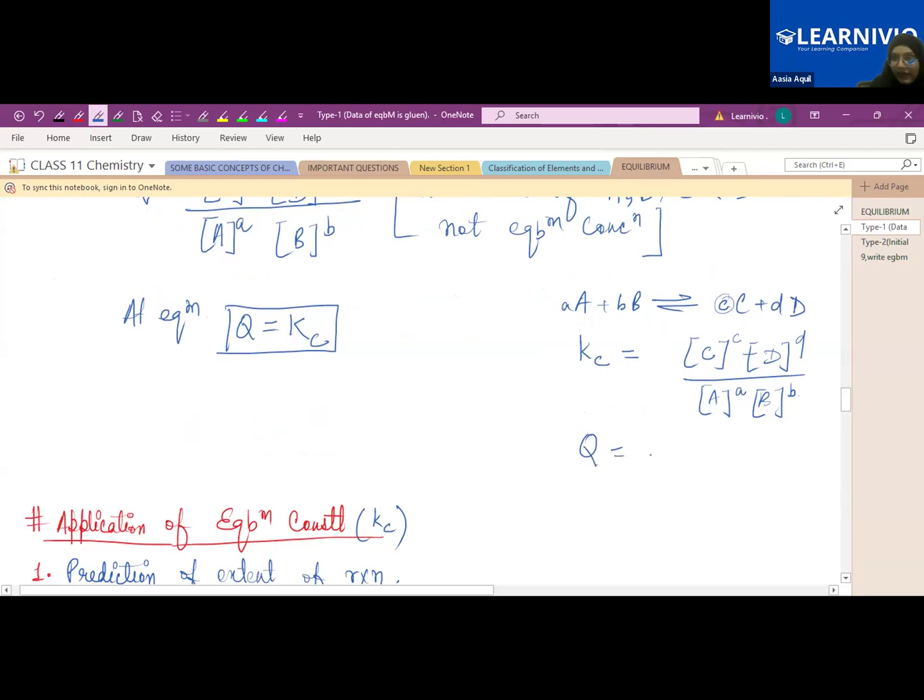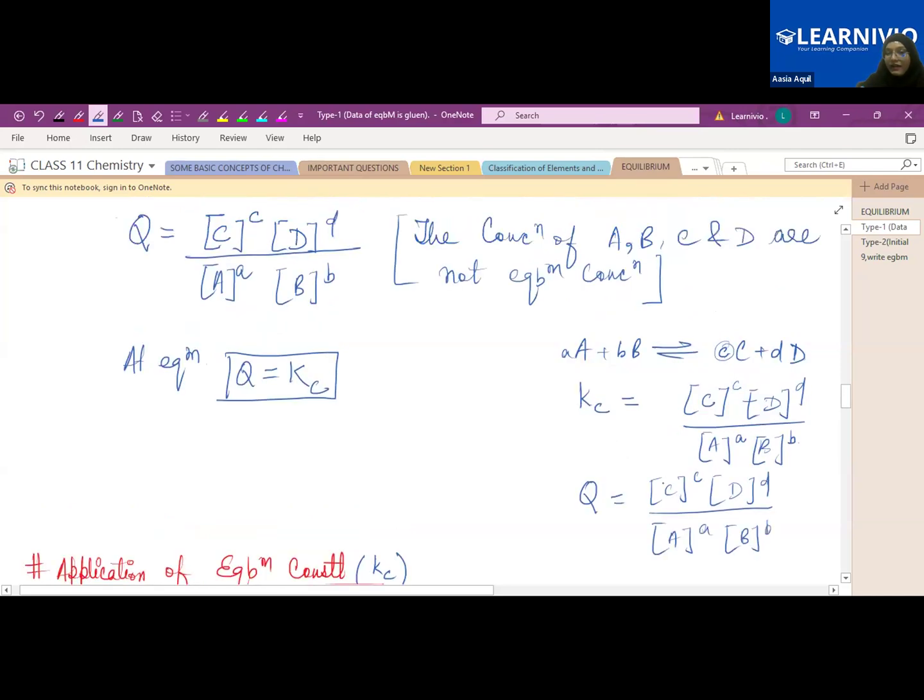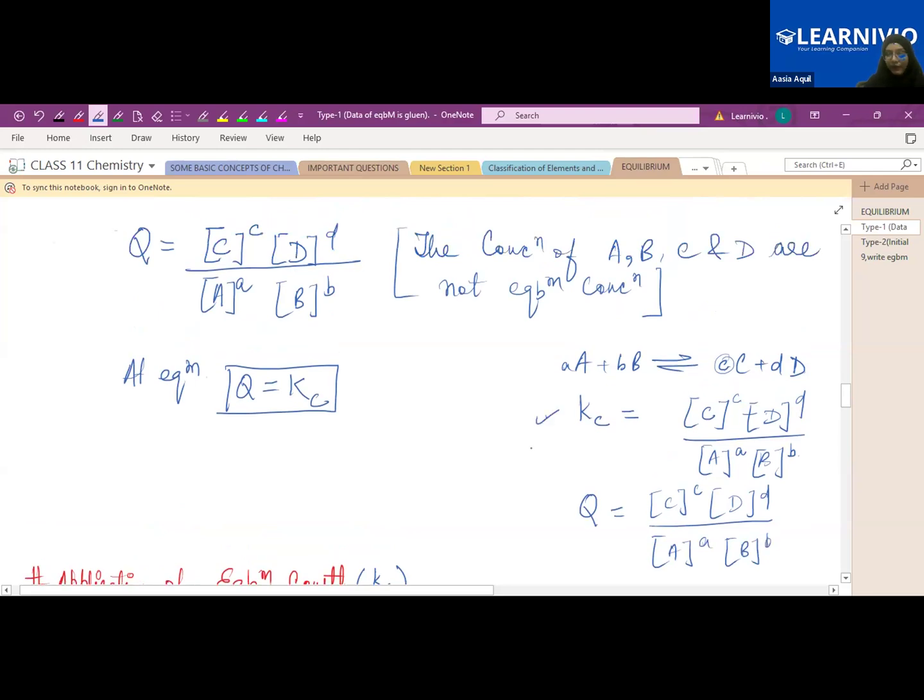So similarly, we will write Kc as the concentration of D raised to the power d, the concentration of A raised to the power a, the concentration of B raised to the power b. But the difference is that when we write down the expression for the Kc, it is always necessary that the concentrations of A, B, C, and D are equilibrium concentrations. The concentrations are at equilibrium.